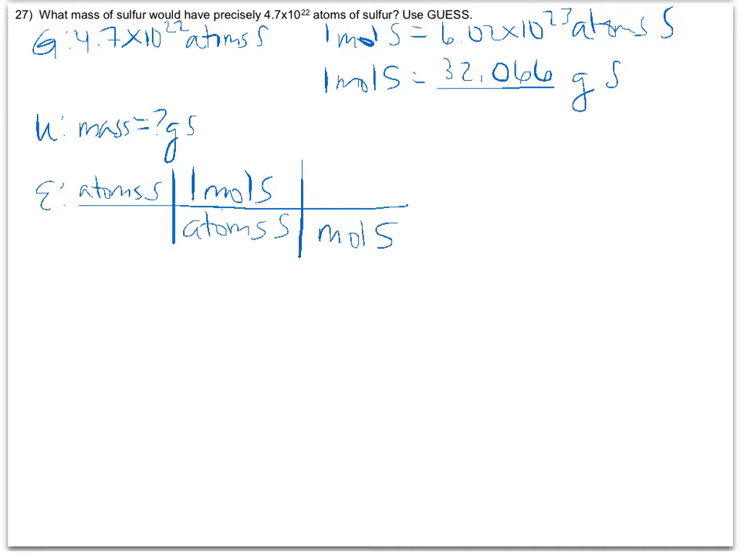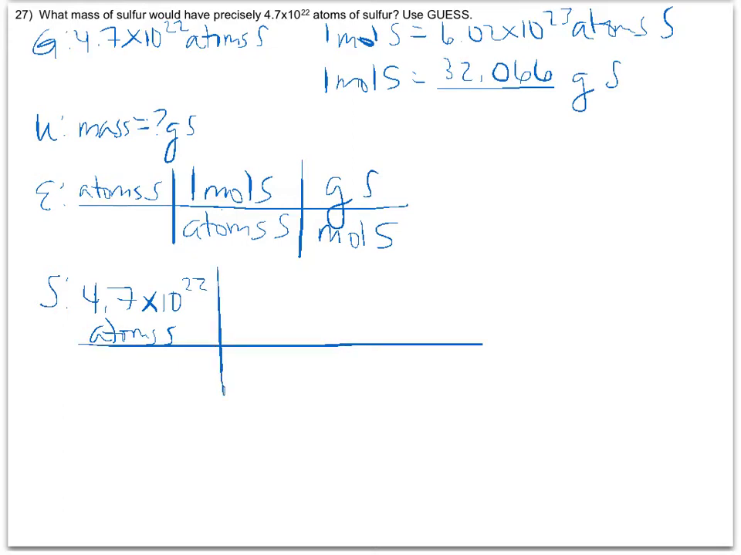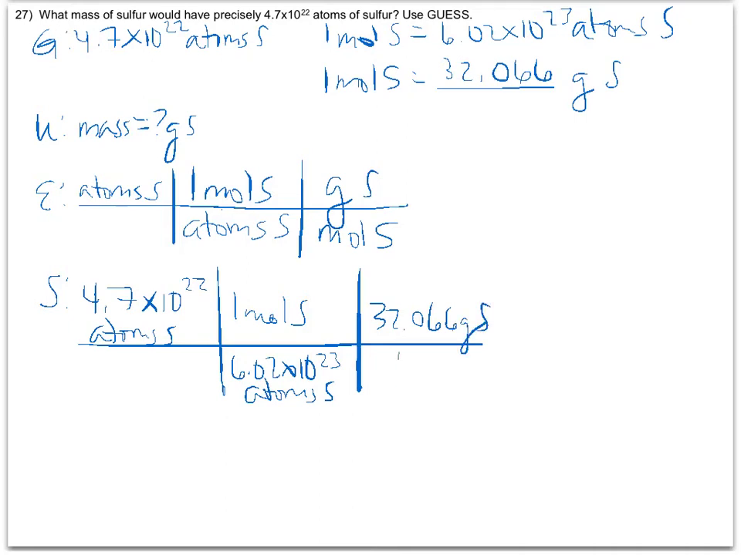So moles of sulfur on bottom, grams of sulfur on top. Okay, so now we can go ahead and put our numbers in for our solve. For our substitute, 4.7 times 10 to the 22nd atoms of sulfur, 1 mole of sulfur over 6.02 times 10 to the 23rd atoms of sulfur, and then 32.066 grams of sulfur over 1 mole of sulfur.